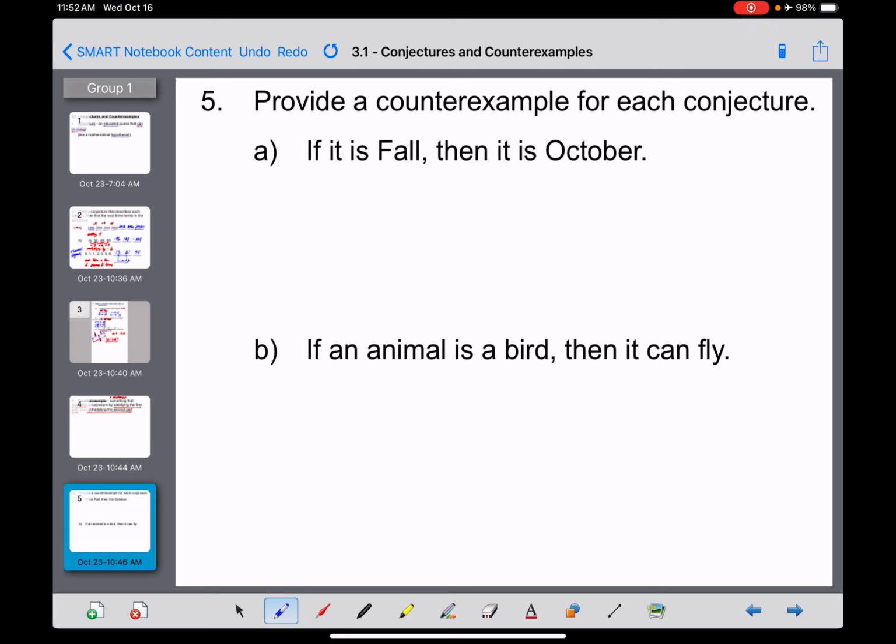If it is fall, then it is October. Now that statement right there, if you just look at it very, very quickly, you might be inclined to say, oh yeah, that's correct. In fact, as I'm making this video right now, you can see in the top left corner of my screen, it is Wednesday, October 16th right now, and sure enough, it is fall outside. But what we're trying to do is determine whether or not this statement is always true.